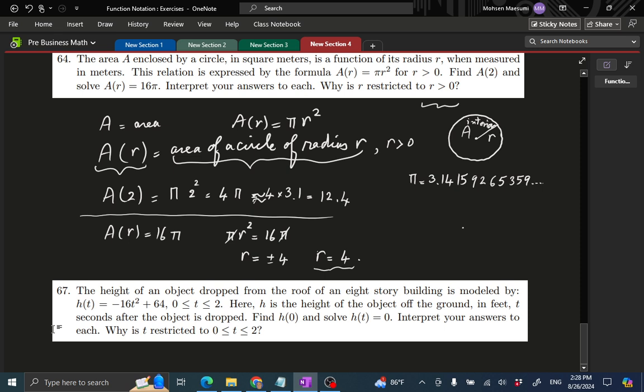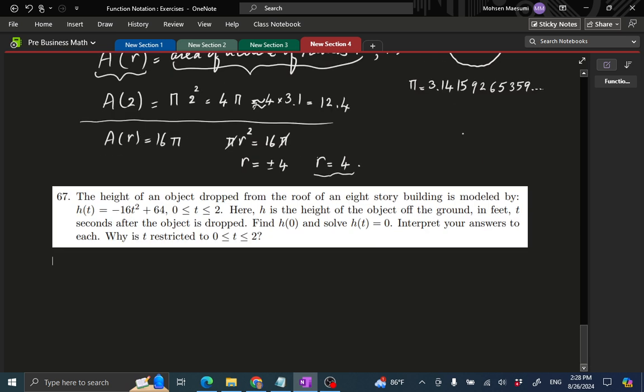So all of that is called an area named mechanics. So in mechanics, you always learn about this one. Here is a nice example of the problem. We have an object dropped from the roof of an 8-story building.